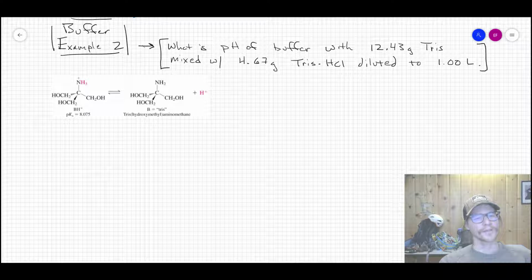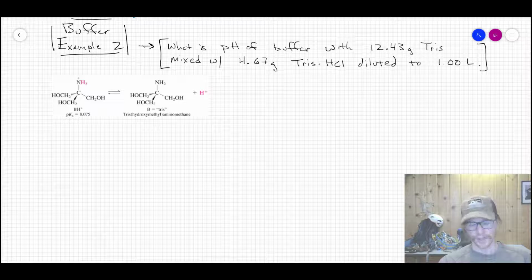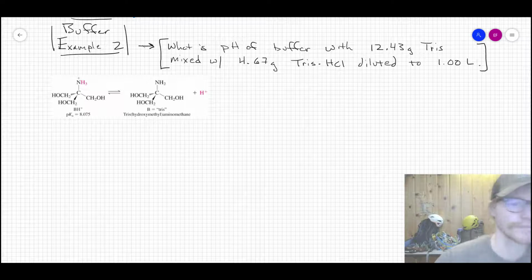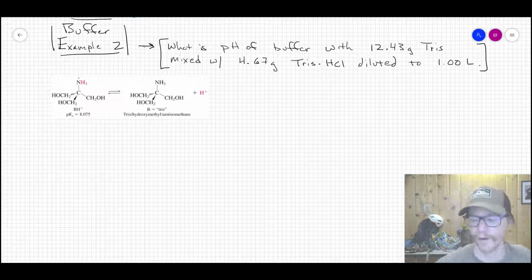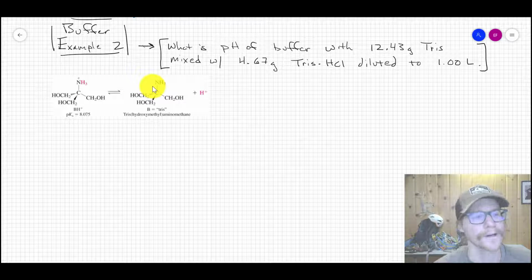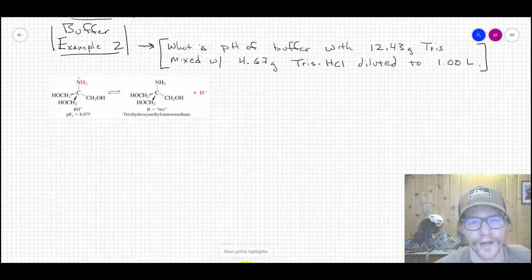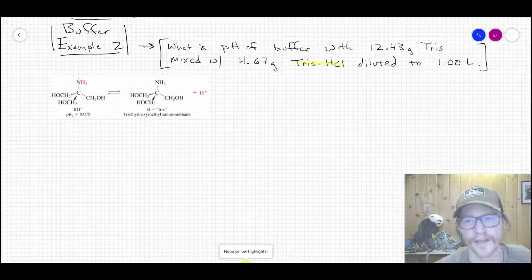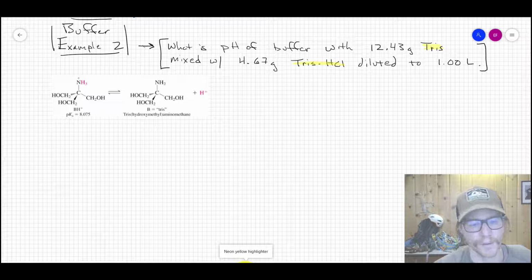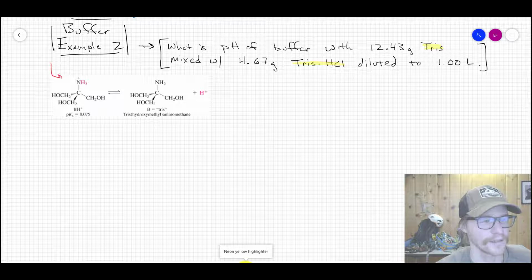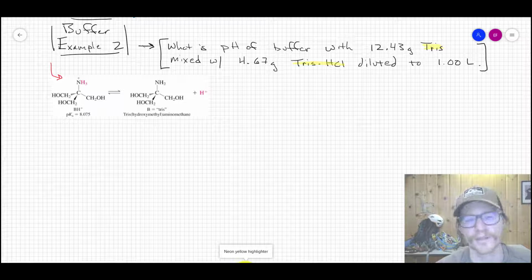I grabbed some information for you already, but if you didn't have that, which you wouldn't always, this is all you may get: what is the pH of a buffer with these two compounds. Before you even do anything, you've got tris HCl, and you've got tris. You're probably going to want to look these things up and see what they look like, which is what I provided here. This is just grabbed straight off of Google Images.